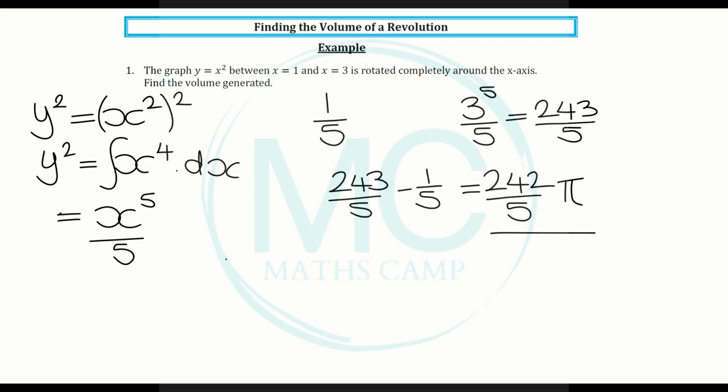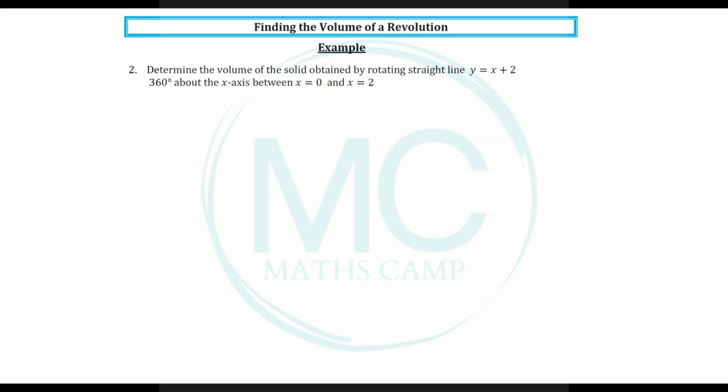Let's do another example. Determine the volume of the solid obtained by rotating straight line y is equal to x plus 2, 360 degrees about the x-axis between x equals 0 and x equals 2. Now, even though we're working with a straight line, we can tackle this question in exactly the same way as we've done all of our others. So we have equation y is equal to x plus 2. To square y, let's give it an exponent of 2, which means on the right, let's create a bracket, and we can square this side as well.